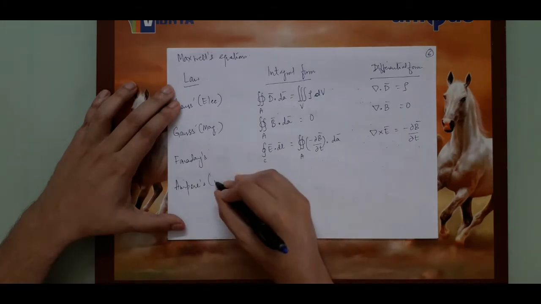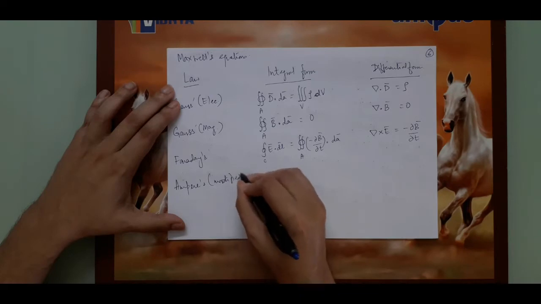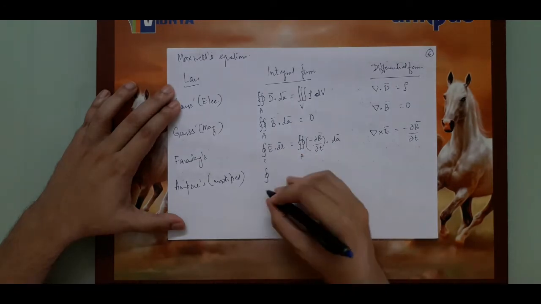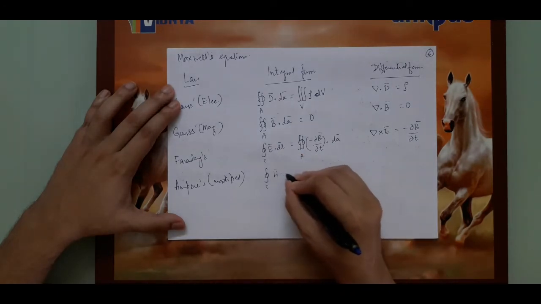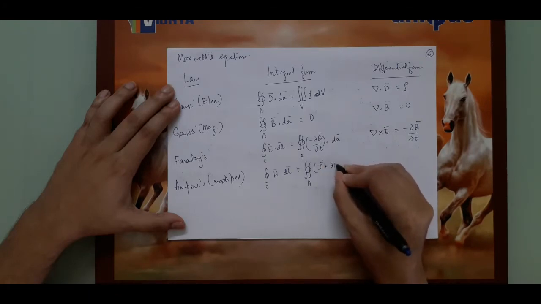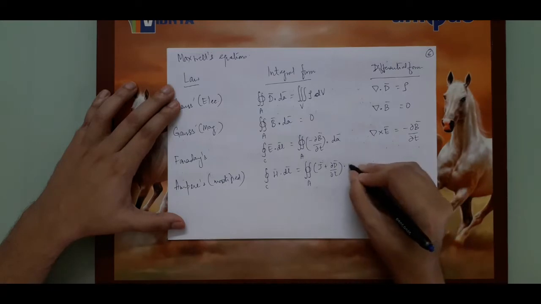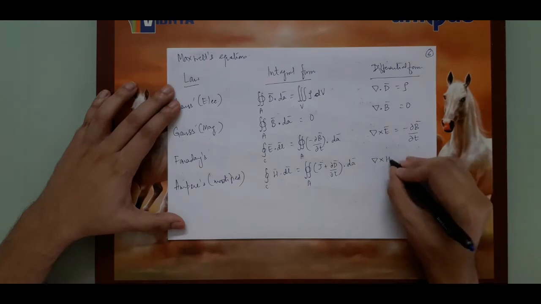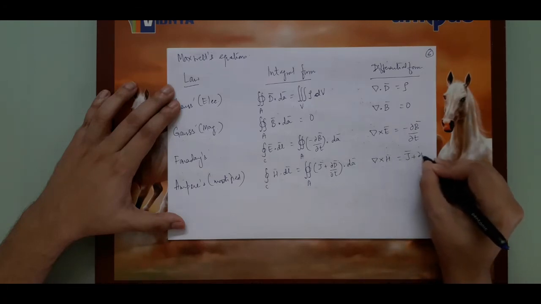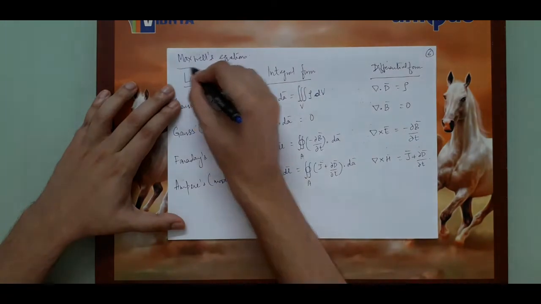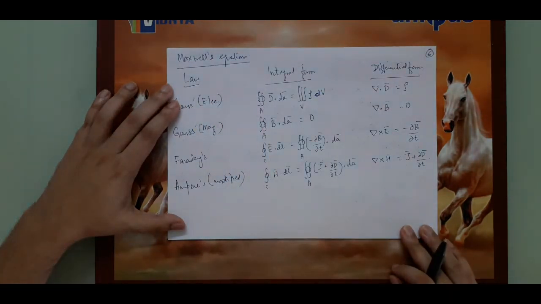And finally, Ampere's law modified. This is nothing but just replace E with H dot dl, that is nothing but the integral of conduction and displacement current sum, and the differential form is del cross H is J plus del D by del T, and these 4 equations in their respective forms are called Maxwell's equations.